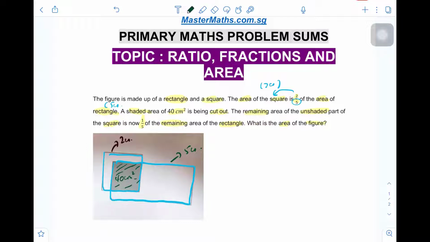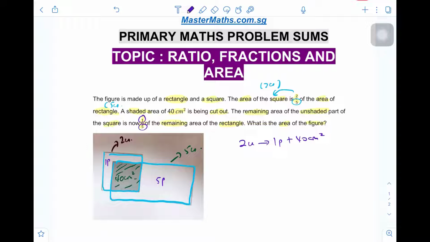Okay, and we are also given the remaining areas. So the remaining area of the square will be 1 part. For the rectangle, it will be 5 parts. Which then tells us that the value of 2 units is the same as 1 part plus 40 square cm, right? Because 2 units is a square. If you take that 1 part plus 40, you will get the original square of 2 units.